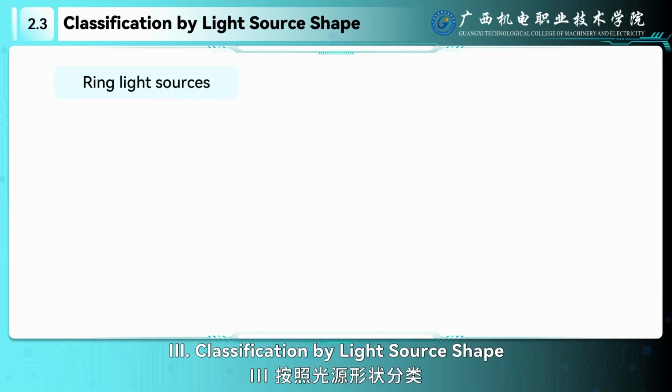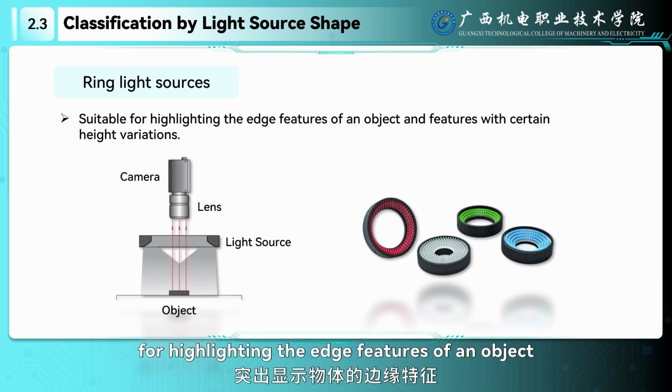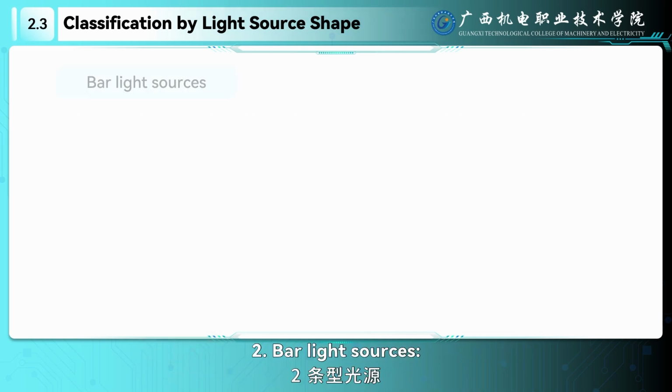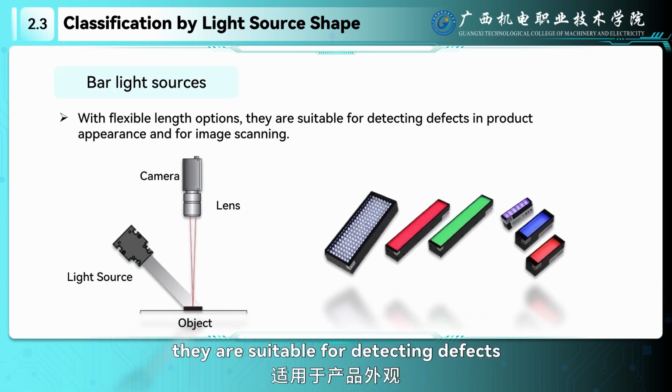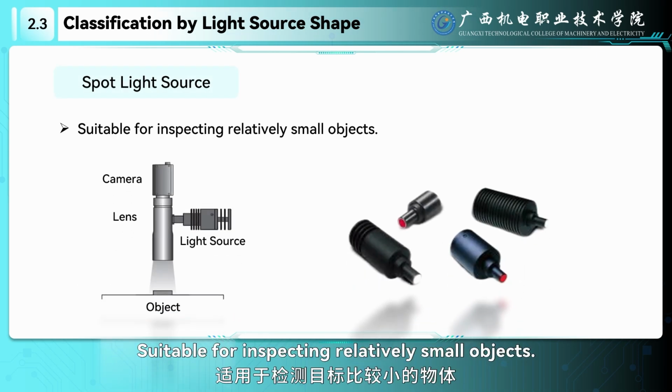Number 3. Classification by light source shape. 1. Ring light sources. Suitable for highlighting the edge features of an object and features with certain height variations. 2. Bar light sources. With flexible length options, they are suitable for detecting defects in product appearance and for image scanning. 3. Spot light sources. Suitable for inspecting relatively small objects.